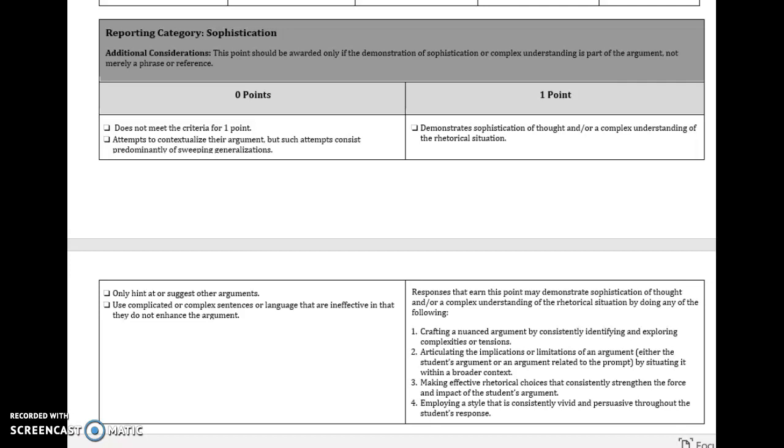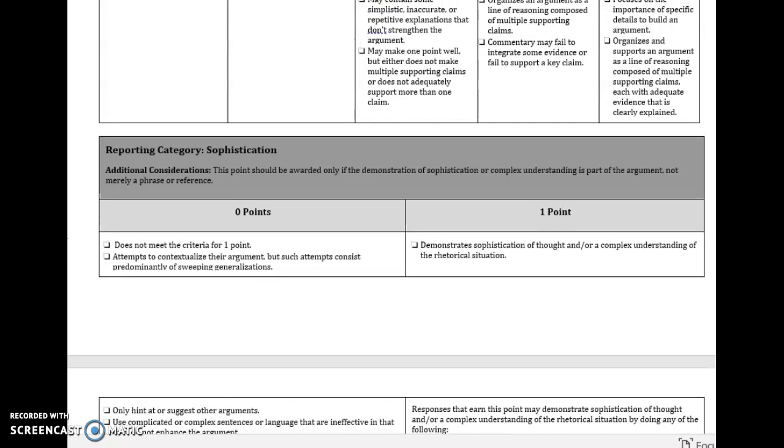And are the ideas sophisticated? I would say yes, some of them are sophisticated. Does this child show awareness of the world around him? Yes. And so ultimately, this essay would score a 6 out of 6 points based on this rubric. It is as good as it gets.